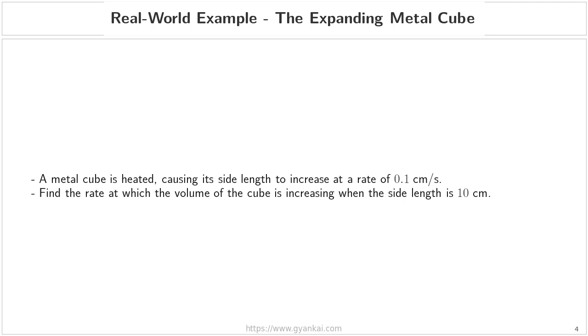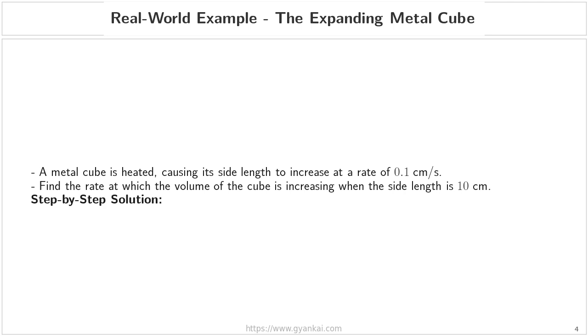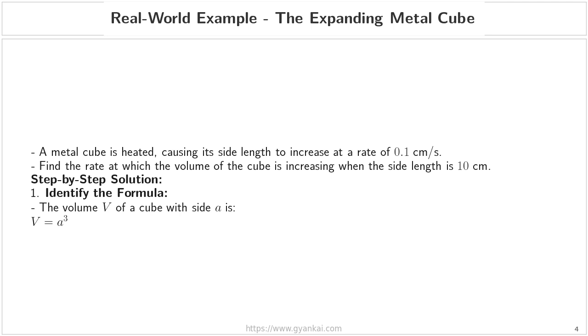Our objective is to find the rate at which the volume of the cube is increasing at the specific moment when the side length is 10 centimeters. To solve this, we will follow the same systematic three-step approach we established in the previous slides. Step 1 is to identify the geometric formula. For a cube where the side length is represented by a, the volume V is calculated as the side length cubed, so our formula is V equals a cubed.